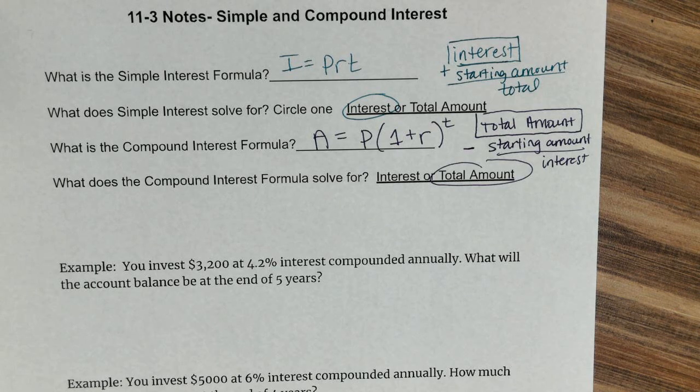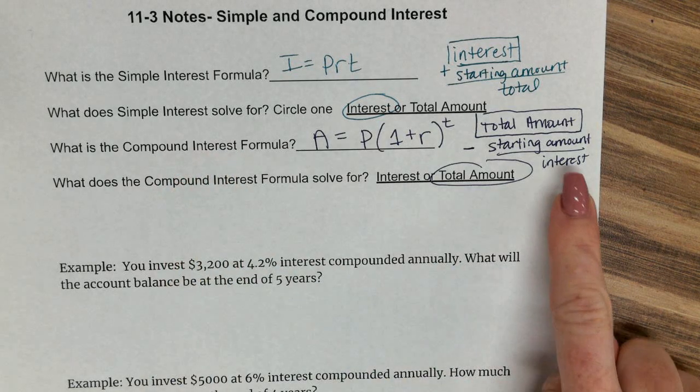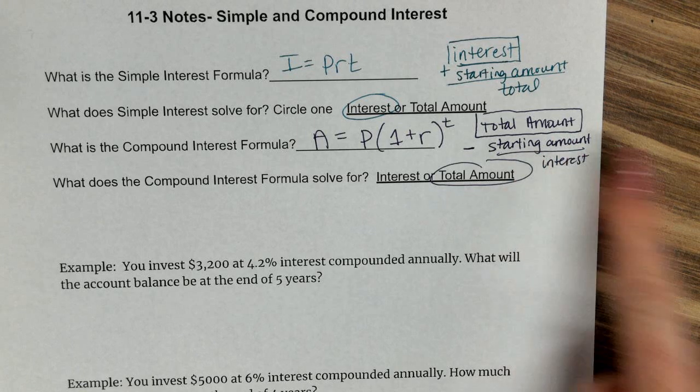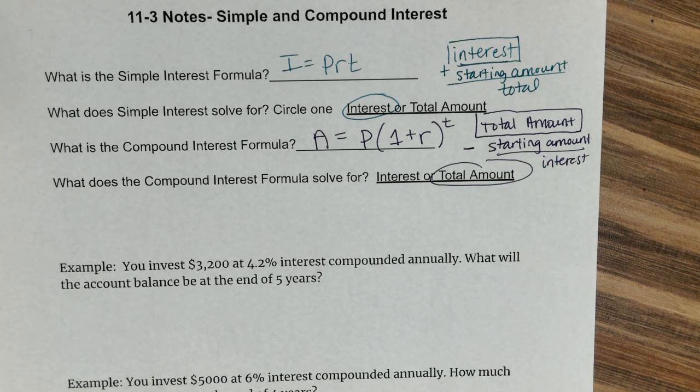Okay, I'm going to say it again. Simple interest solves for interest. If it asks for total amount, you use the formula, add back your starting amount, it gives you the total. Compound interest solves for total amount. So if it asks for interest, then you have to subtract out the starting amount. All right, let's do some examples, and then you will be on your own.